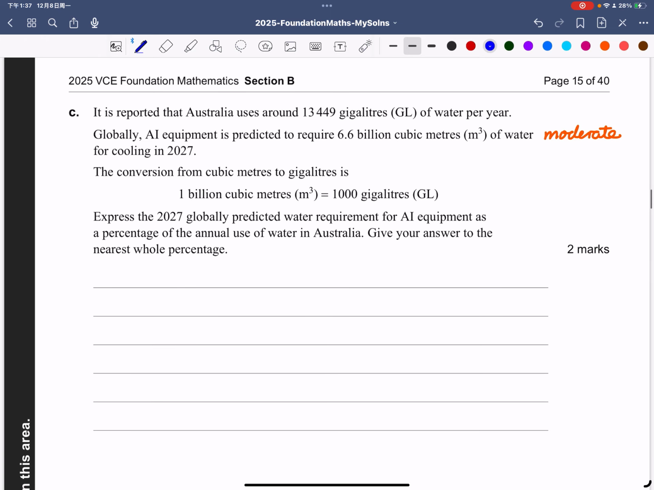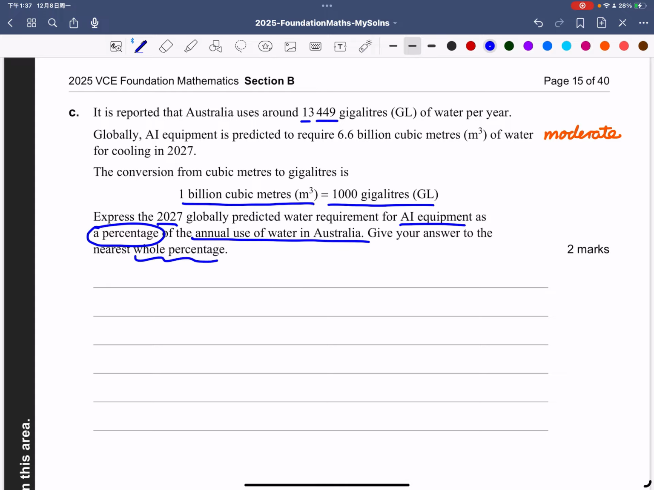It is reported that Australia uses around 13,449 gigaliters of water per year. Globally, AI equipment is predicted to require 6.6 billion cubic meters of water for cooling in 2027. Conversion is 1 billion cubic meters equals 1,000 gigaliters. Express the 2027 globally predicted water requirement for AI equipment as a percentage of the annual use of water in Australia. Give your answer to the nearest whole percentage.